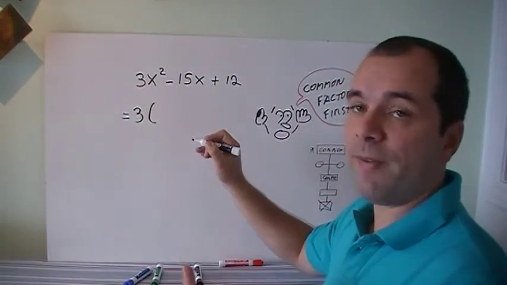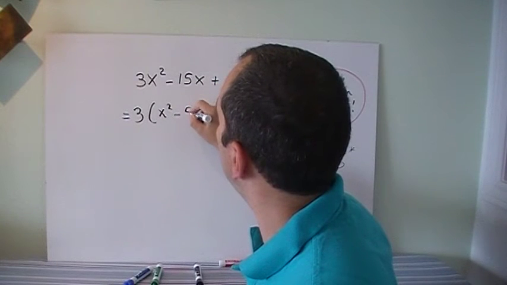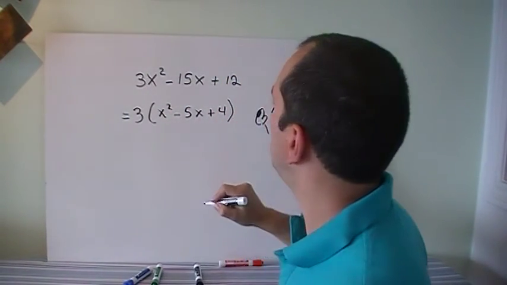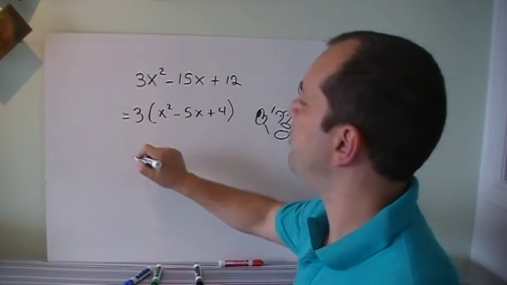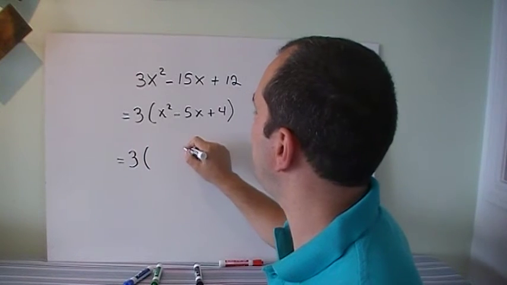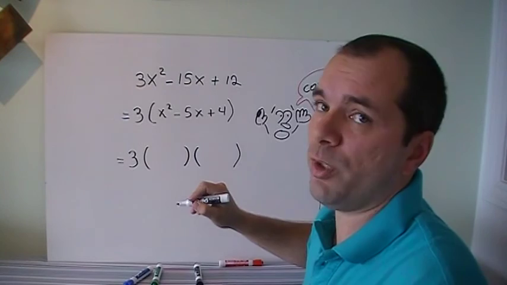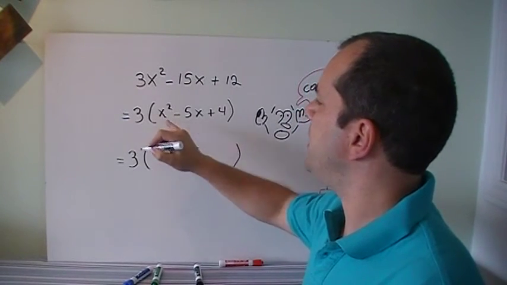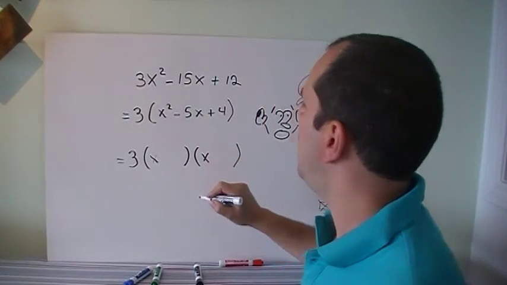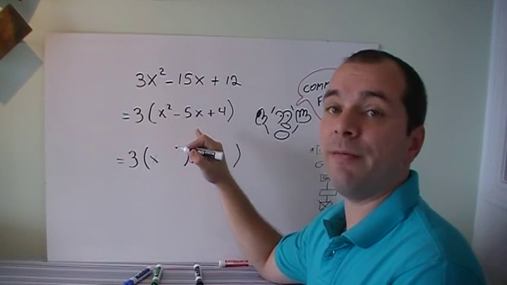And if I do common factor, divided by 3 is x squared minus 5x plus 4. Okay, so now I have this 3 which I cannot forget, which stays there. And I'm going to have two brackets. If this can be factored, because it cannot always be factored. It's x squared, so it's a simple trinomial, so I'm going to have x and x. And I need to find two numbers that multiply to 4 and add up to negative 5.